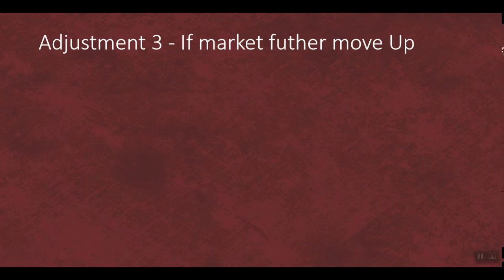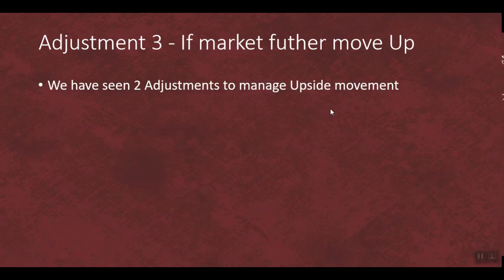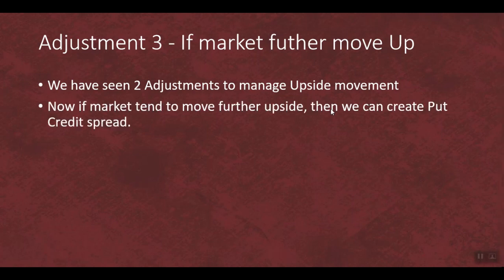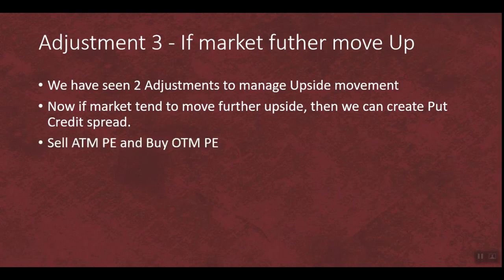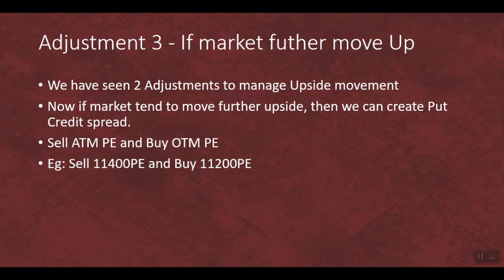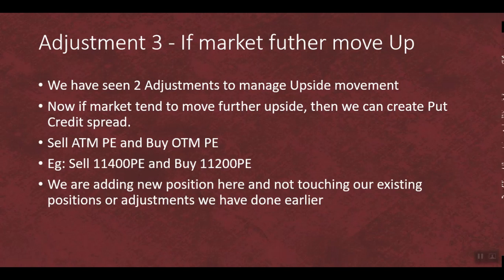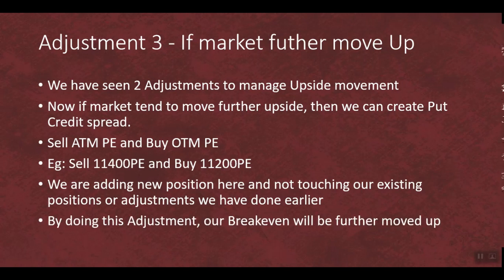Adjustment 3, if market further moves up. We have seen 2 adjustments to manage the upside movement. Even after doing those, if Nifty keeps on moving upside, then we can create a put credit spread, by selling one at the money PE and buying one out of the money PE. For example, sell 11,400 PE and buy 11,200 PE. We are adding a new position here and not touching our existing position or adjustments we have done earlier. By doing this adjustment, our break even will move further upside.